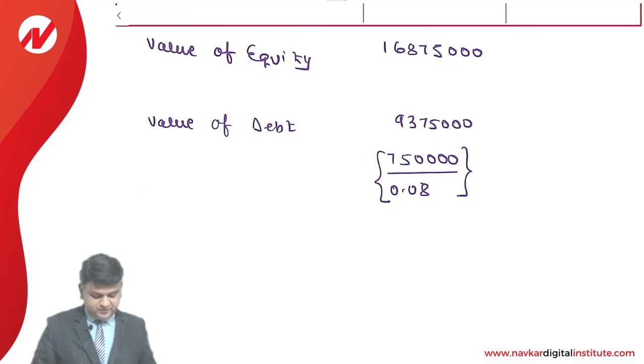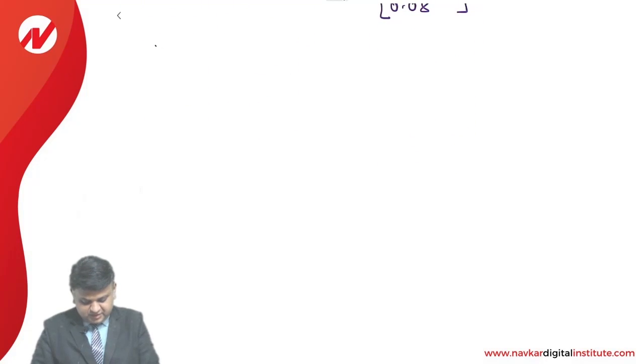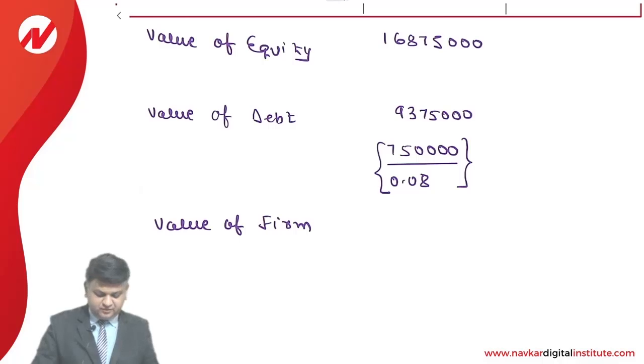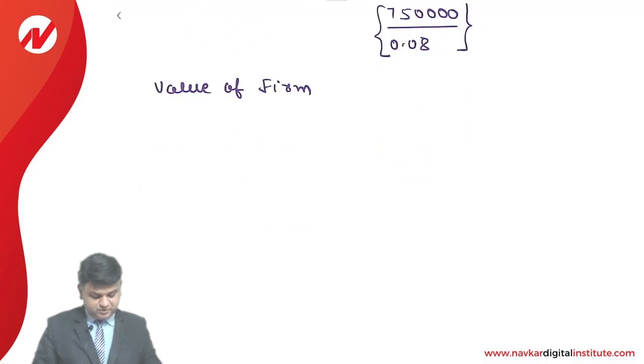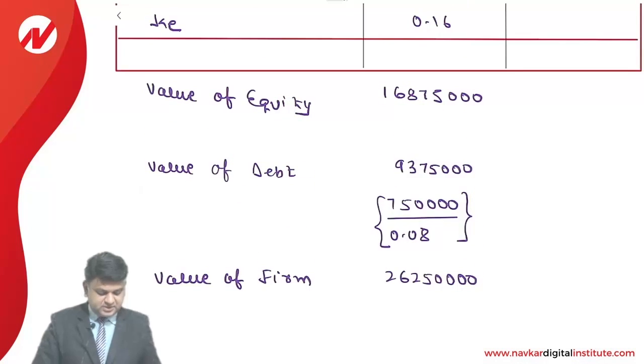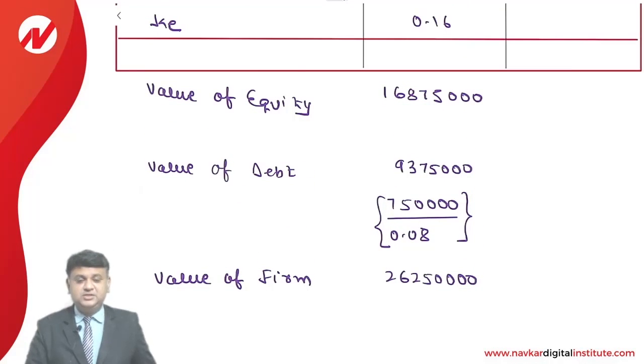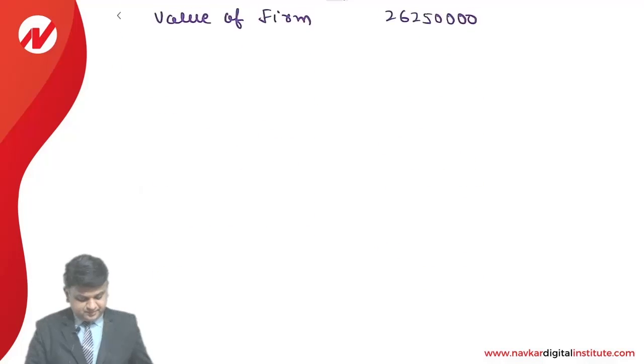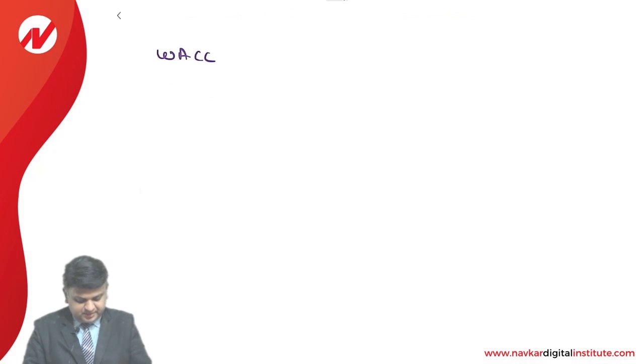Value of equity plus value of debt, the total of both of them, is the value of the firm. So the value of the firm would be 1,68,75,000 plus 93,75,000. That comes to 2,62,50,000. This is the way the value of the firm can be calculated based on the existing information, which will be useful to us for the purpose of calculating weighted average cost of capital.